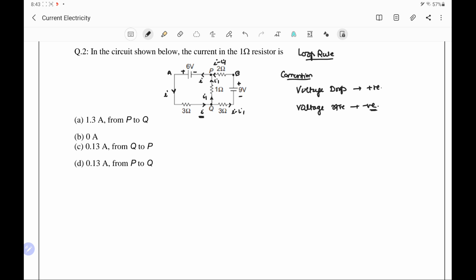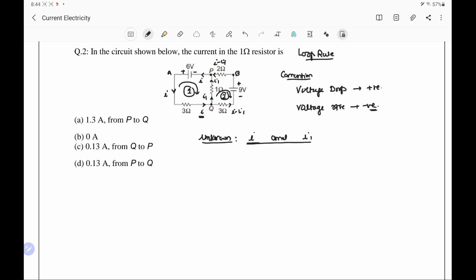Now we will write the loop equations. Because there are two unknowns we have taken, that is I and I1, to solve these two unknowns we require two loops. Therefore, we take loop 1, that is A to P to Q, then A. Another loop is from P to B to Q to then P. And our traversal direction is, suppose, clockwise.